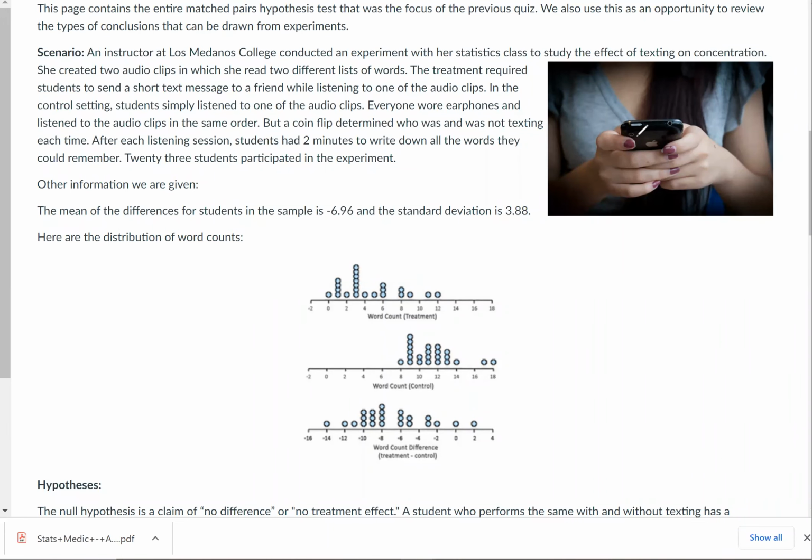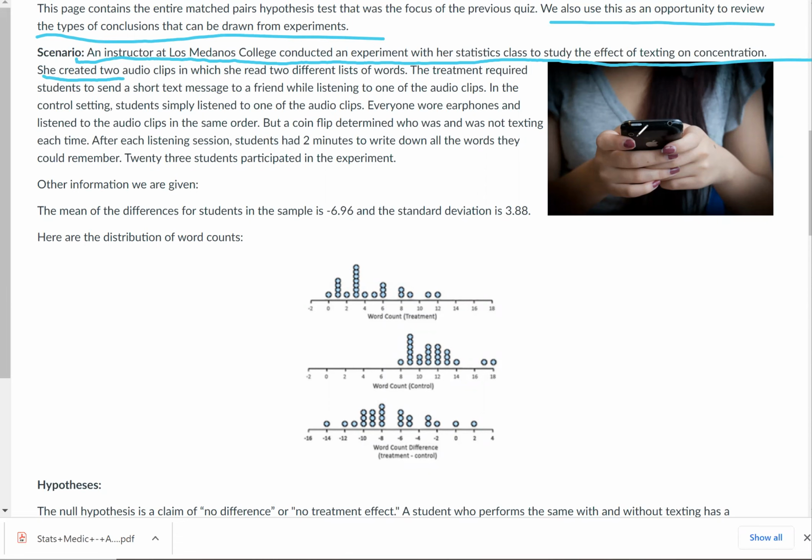On this page, we'll go over the matched hair hypothesis test that was on the previous quiz. We'll also use this as an opportunity to review the types of conclusions that can be drawn from experiments. So the scenario on the previous quiz was that an instructor at Los Medanos College conducted an experiment with her statistics class to study the effects of texting on concentration.